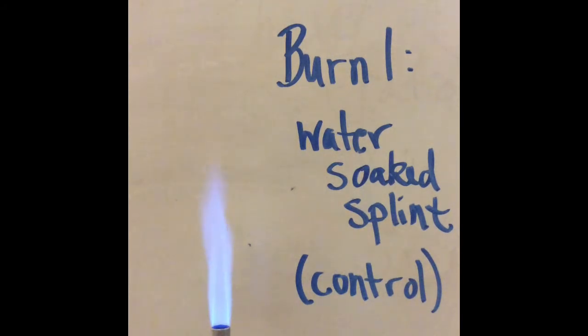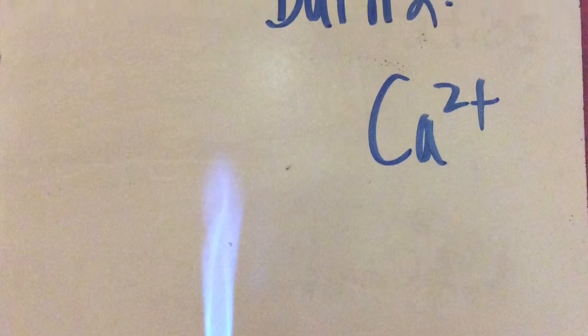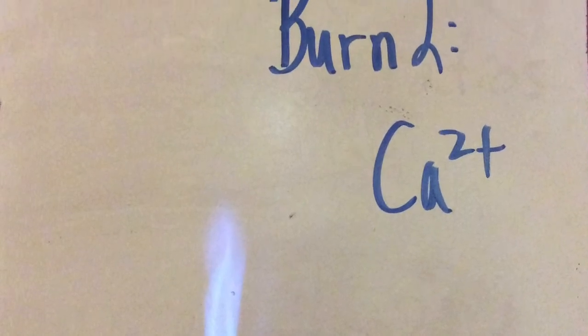So now we're going to start a series of splints that have been soaked in one ion or another. Now I'm going to do sodium last, and I think you'll probably see the reason why later. So even though the data table says sodium first, I'm going to do that one last. So we're going to start with calcium. All right, I've cut all the lights because I think it'll be easier. So here is burn 2, calcium.